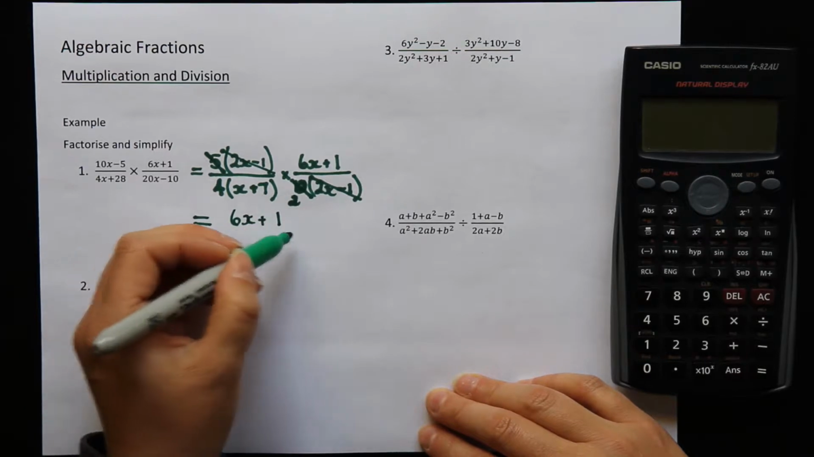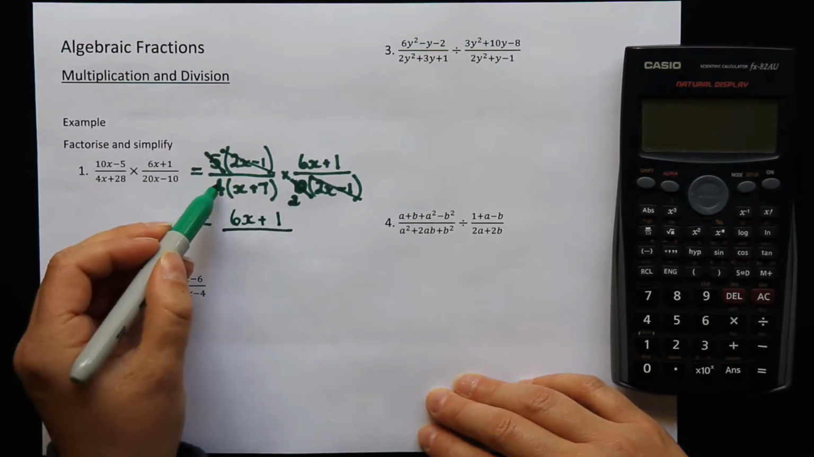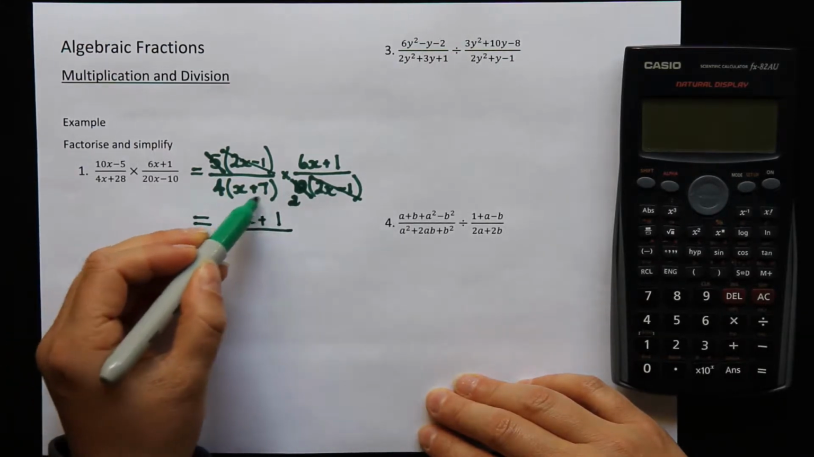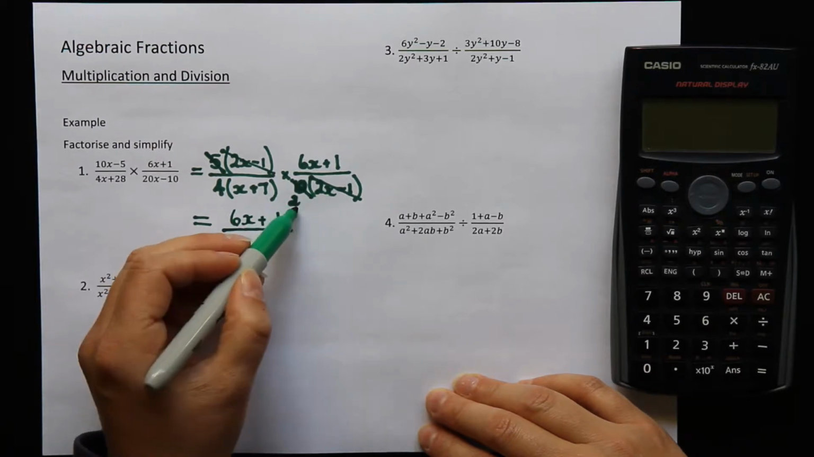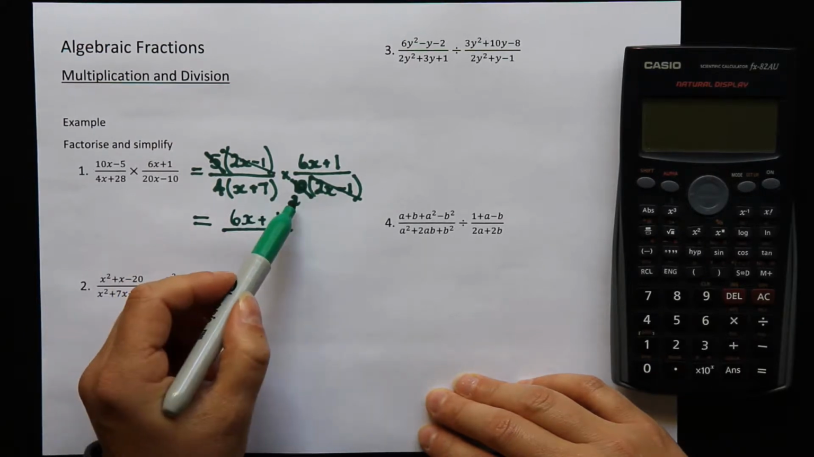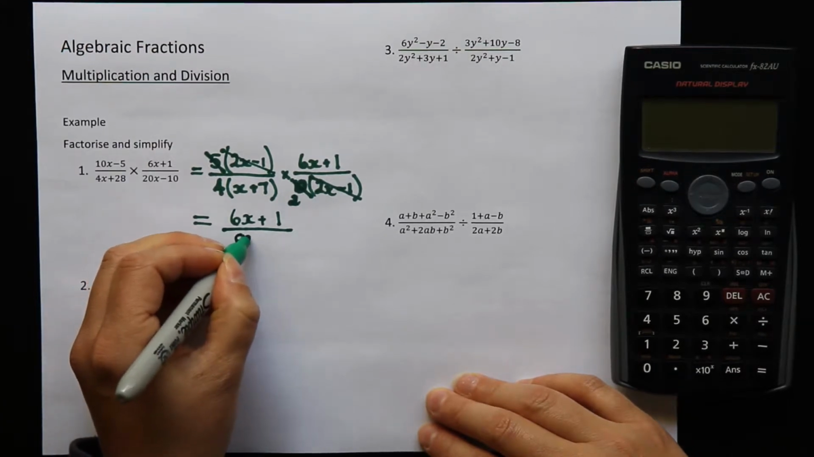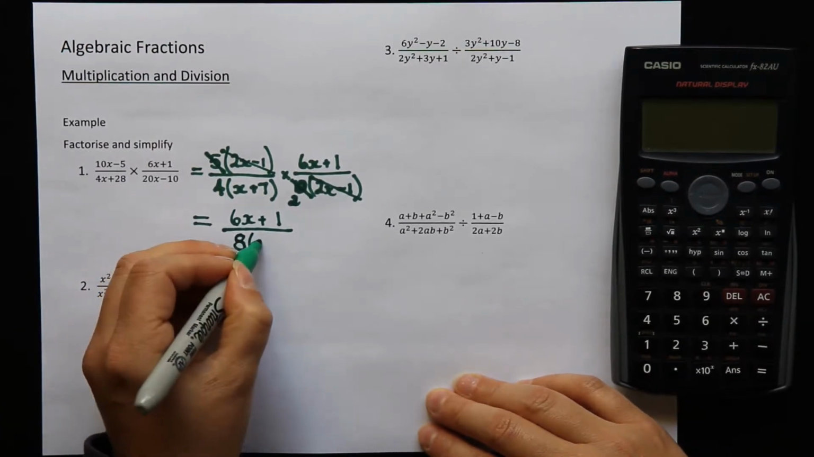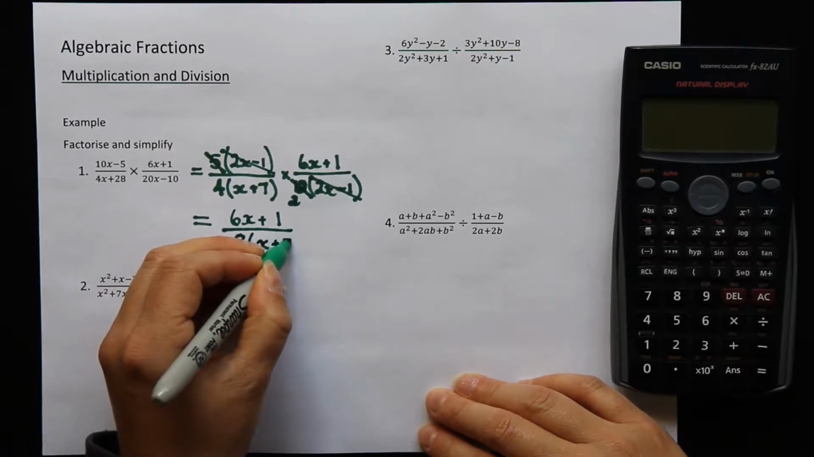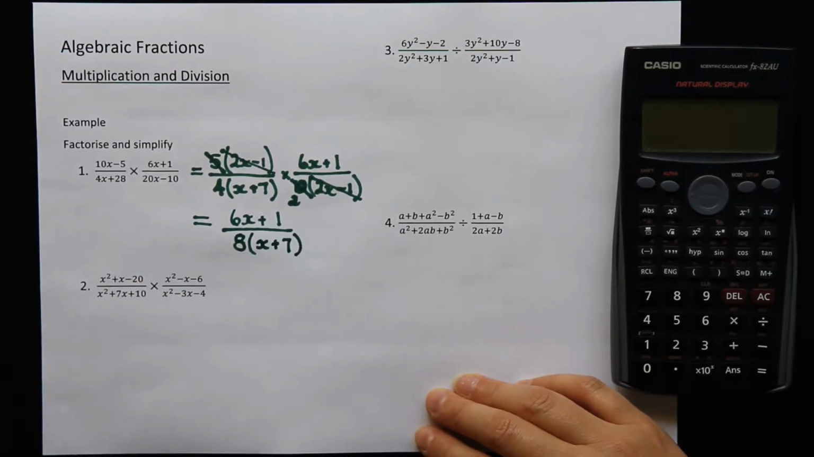On the bottom, I have 4 in this bracket, and on this side I just have the 2. So what I can do is multiply the 2 with the 4 to get an 8, and I can leave it factorized with an x plus 7 on the bottom like that, and that's finished.